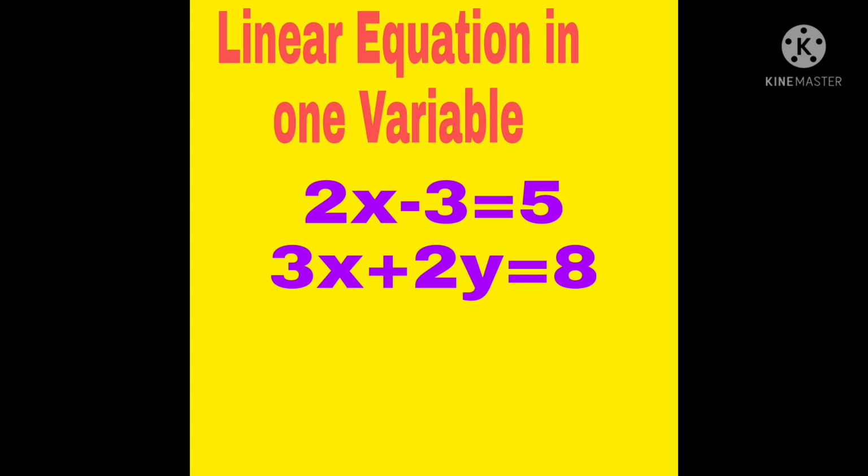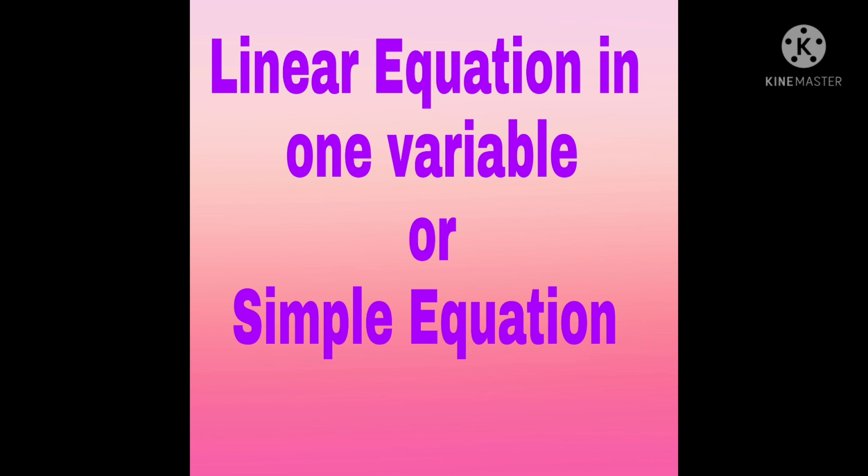Let us take some examples. First one is 2x minus 3 is equal to 5. Second one is 3x plus 2y is equal to 8. Are these two equations linear equations or not? Yes, these two equations are linear equations. In equation 2, how many variables? Tell me, children. Yes, there are two variables, x comma y. But in the first equation, how many variables are there? Yes, there is one variable, that is x. So this is called a linear equation in one variable, or a simple equation. Okay, children, understood?